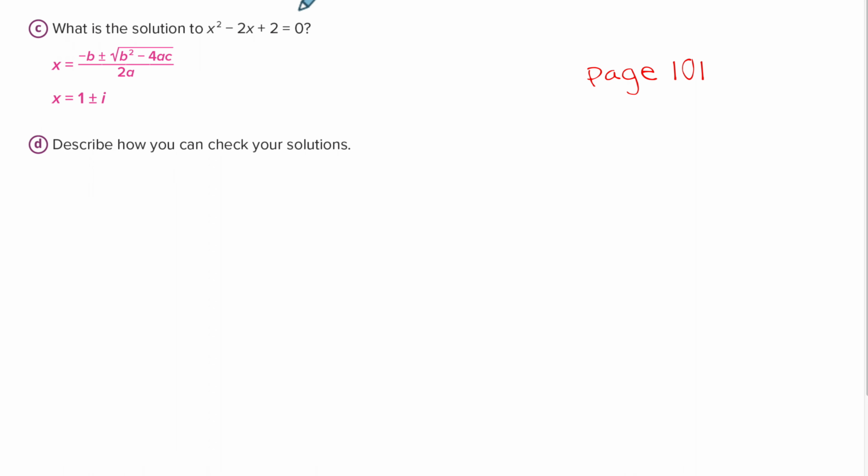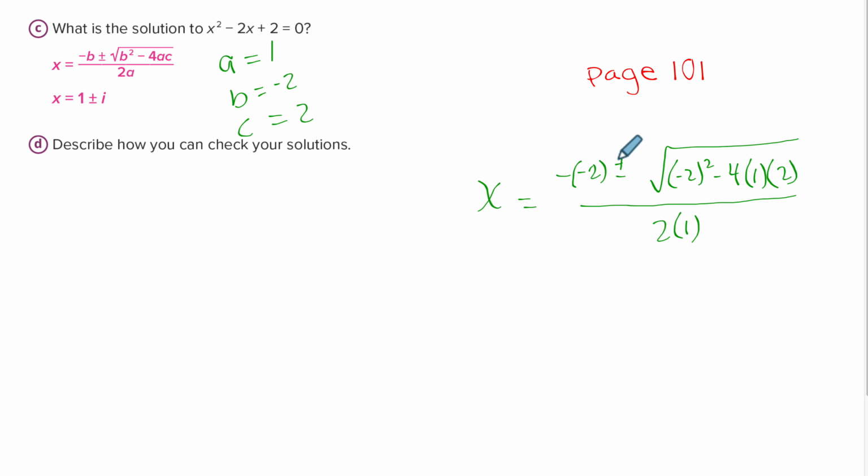All right, so what are the solutions to this equation? We're going to use the quadratic formula here. So I'm just going to write out a equals 1, b equals negative 2, and c equals 2. And we're going to plug them into our formula. I'll do that over here off to the side. And I highly suggest you use parentheses when you're subbing any number in at any time. This is what we get after we plug the numbers in.